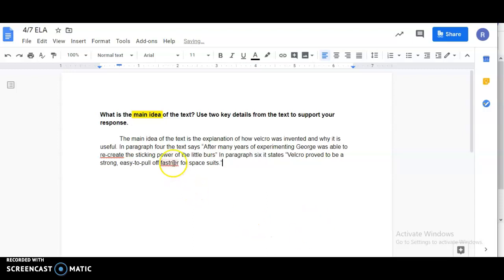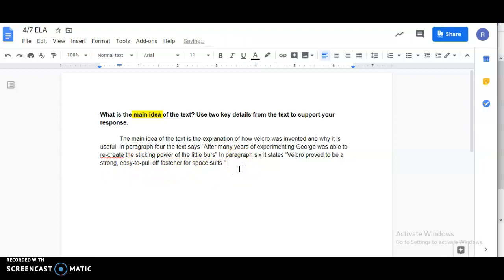All right, so what I did is now I have 2 pieces of evidence. Let's go reread what I wrote. The main idea of the text is the explanation of how Velcro was invented and why it is useful. In paragraph 4, the text says, after many years of experimenting, George was able to recreate the sticking power of the little burrs. In paragraph 6, it states, Velcro proved to be a strong, easy to pull off fastener for spacesuits.